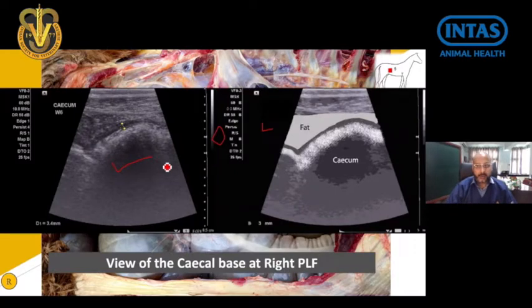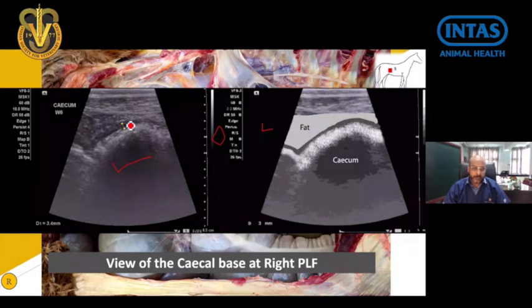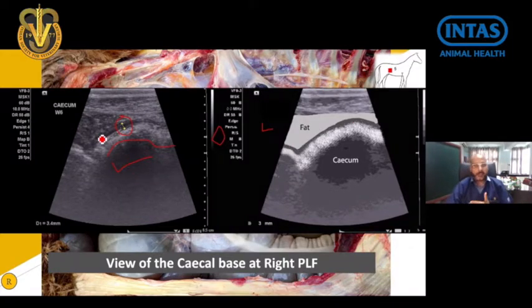When you do the ultrasound, you can find the biggest viscus here, with a wall thickness of around 3 to 5 mm and a lot of MGI, mucosal gas interface. You don't see anything beyond its wall and this mucosal gas interface because of the acoustic shadowing. Always remember that since it is slightly towards the ventral side, there is a lot of fat deposition. The fat should always be earmarked in the paralumbar fossa.